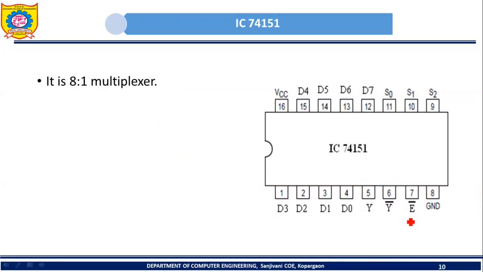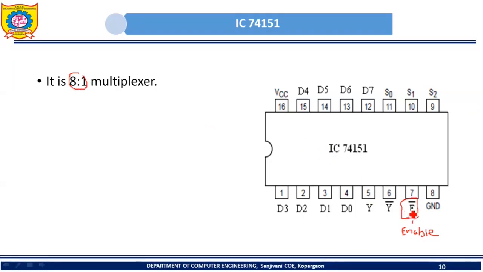Then pin number 7. Pin number 7 is labeled as E complement. We have already used this E notation in multiplexers. What does this E stand for? E stands for enable. What will be the use of this particular pin number 7? Whenever pin number 7 is active, we can say that this IC will be enabled. If pin number 7 is active, then and only then will the 8:1 multiplexer present in this IC be enabled, otherwise it will be disabled.